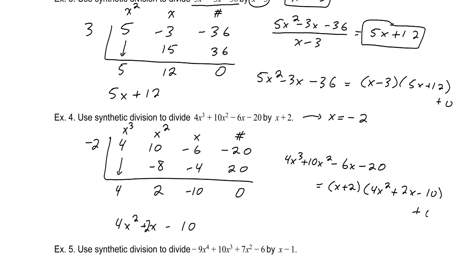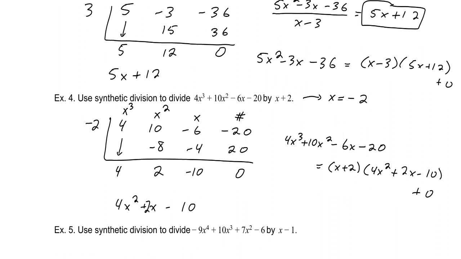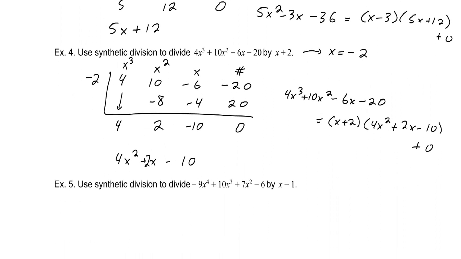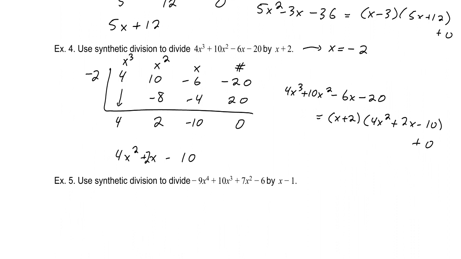Plus 0. Our divisor multiplied by our quotient, adding our remainder. So that factors in that way. It actually could factor a little bit more if you notice. So often synthetic division or long division is our first step in the factoring process.